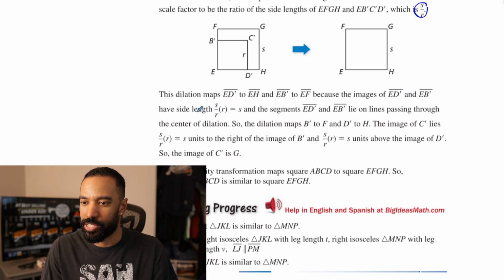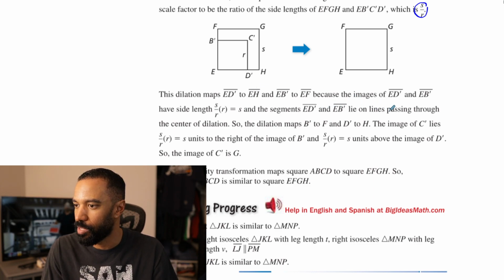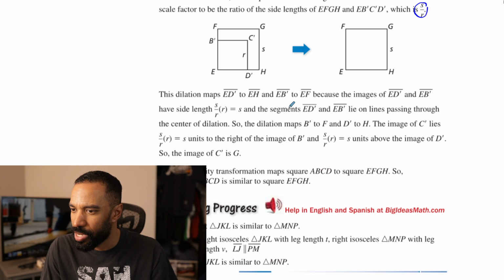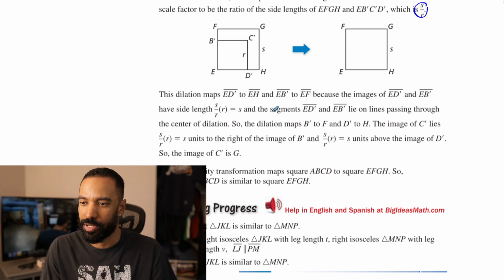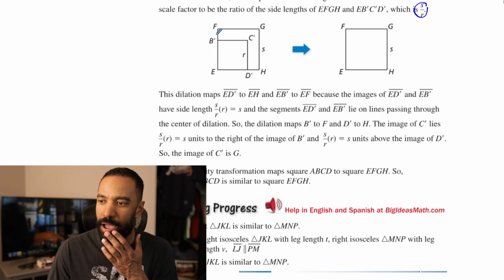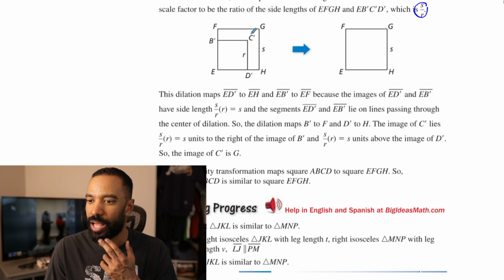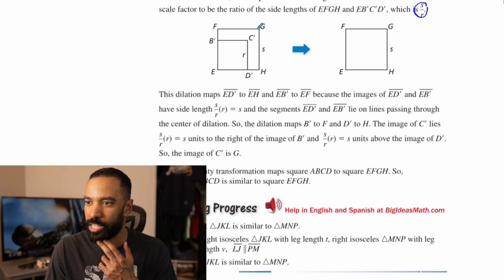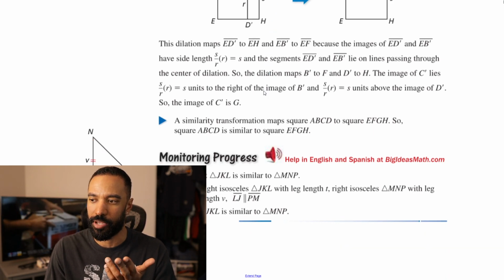Because they have side length S over R times R, which is S. And segments ED on lines passing through the center of dilation. The segments ED prime and EB prime lie on lines passing through the center. So the dilation maps B prime to F and D prime to H. The image of C prime lies this many units to the right and this many units up. So it hits G. C prime is G. A similarity transformation maps those two.